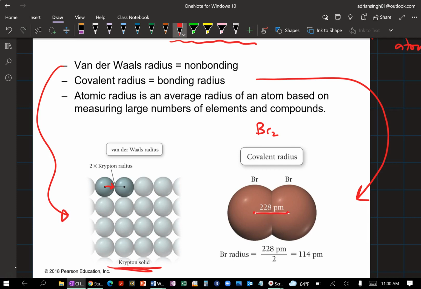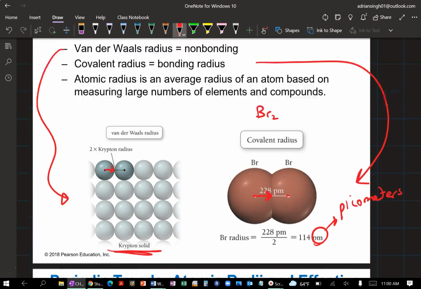All right, so that distance is 228, and pm is picometers. We divide that by 2, and we get this distance here as the covalent radius. So when we talk about the atomic radius in a general sense, it depends on whether we're looking at non-bonding or bonding radius, but the idea is the same. We're looking to see the size of the atom. And again, size is here in pm. Pm represents picometers, 10 to the negative 12.